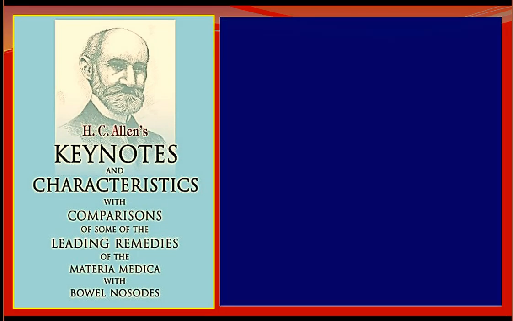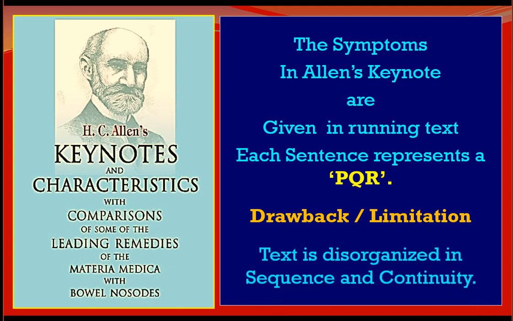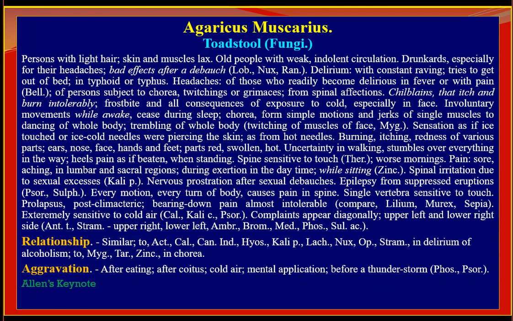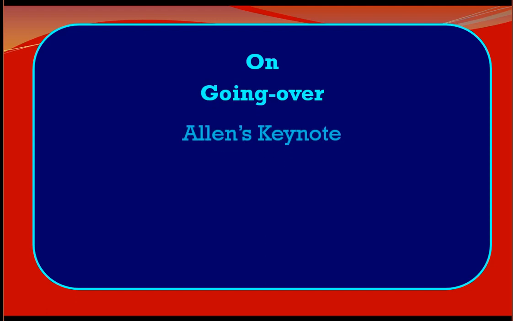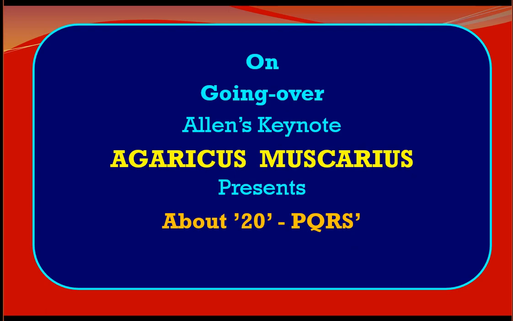Allen's Keynote has symptoms given in running text, and each sentence represents a PQR or redline symptom. The drawback is that the text is disorganized in sequence and continuity. This is the entire text in Allen's Keynote. On going through the text, we find that it has about 20 PQRs.